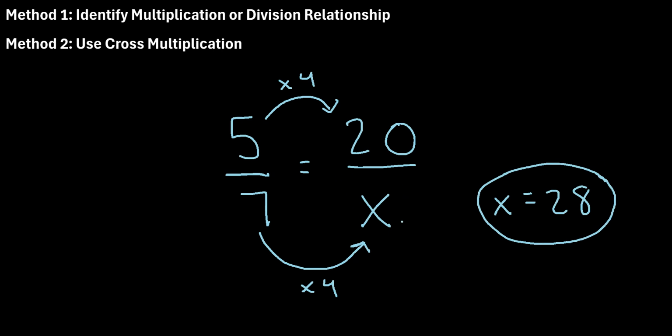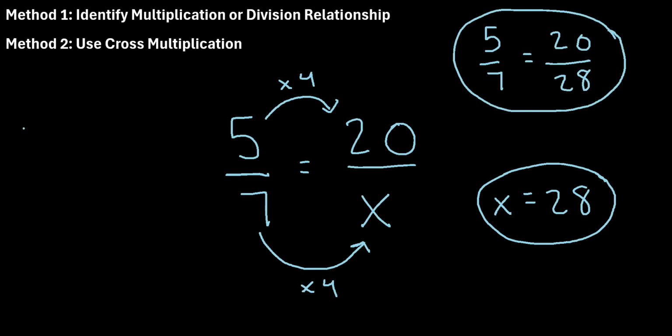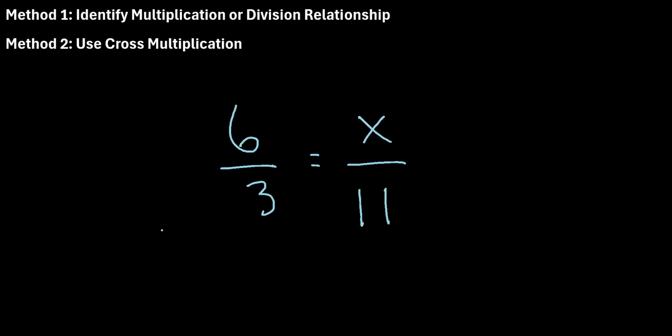And what we'll find is if we write a 28 right here, we'll find that 5/7 is equal to 20 over 28. These are equivalent fractions. Or in other words, they have the same value. Okay, let's try another example. Let's say we have 6 over 3 is equal to x over 11. We want to figure out what x is.